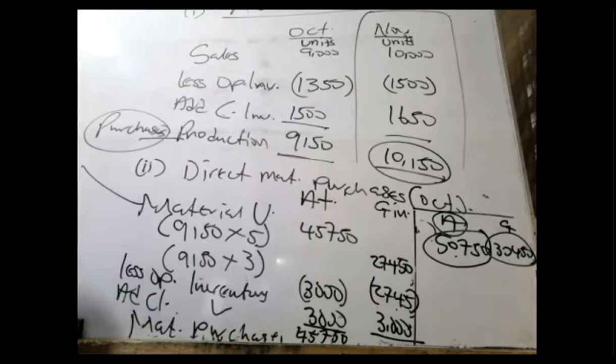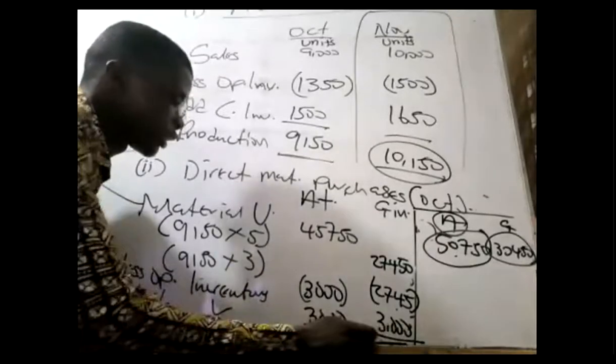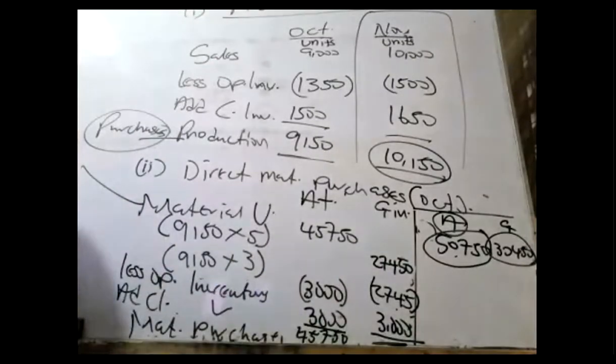Ginger, I may not agree with ginger. 27,705. 27,705. Can you write it down for me? 27,705. Good. I'm done with this particular one. Let's move on to the next section.